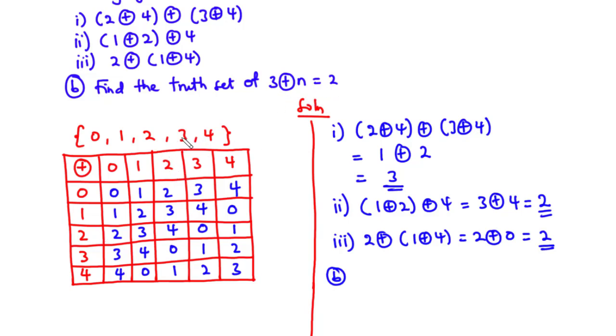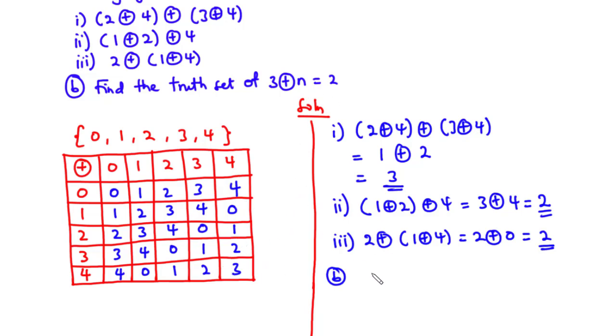Let's move on to n equals 3. Now 3 plus 3 is equal to 1, which also does not satisfy the equation. Let's move on to 4. 3 plus 4 is 2. Now 2 satisfies this equation.